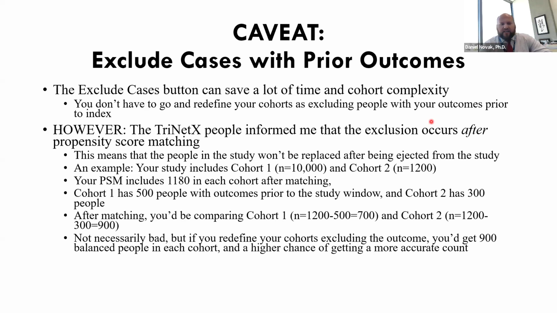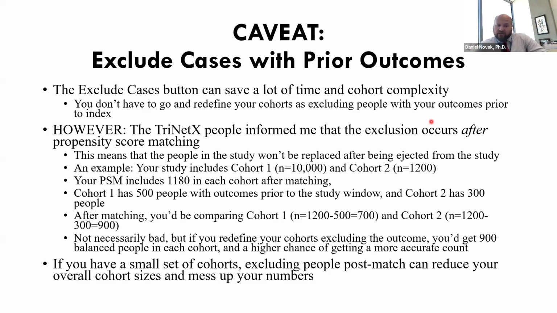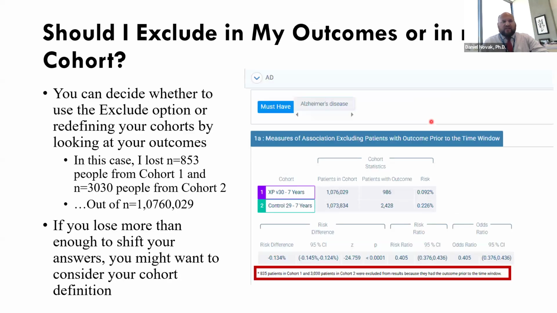And that makes a problem that if you go back and exclude those people beforehand, you get 900 people in both pools and a much stronger study coming out of that. So if you have a small set of cohorts, excluding people post-match can reduce your overall cohort sizes and mess up your numbers a little bit. So that's just something you need to decide on early.